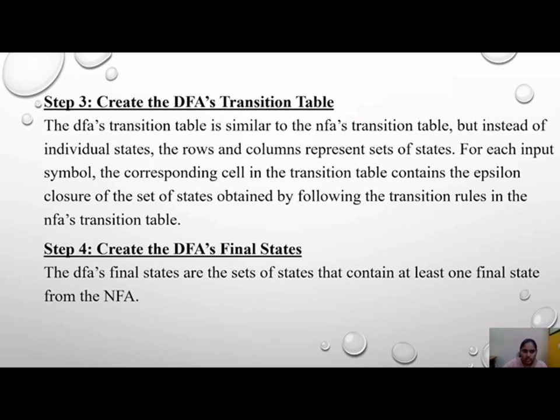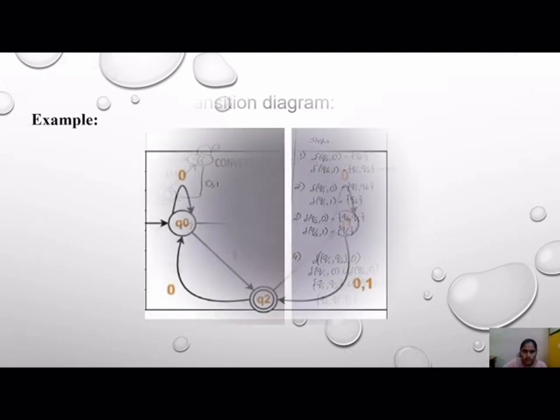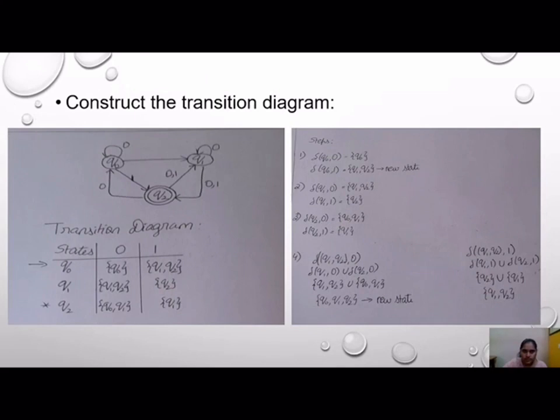Step 4. Create the DFA's final states. The DFA's final states are the set of states that contain at least one final state from the NFA. Now let us see an example of how to convert an NFA to a DFA. We have to construct the transition diagram first.